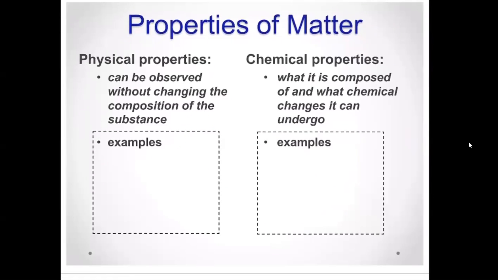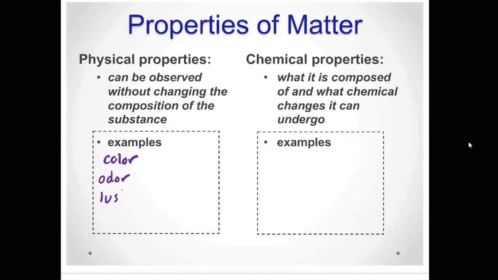Okay. So now let's discuss properties of matter. Physical properties versus chemical properties. Physical properties can be observed without changing the substance, so without carrying out a chemical reaction. So we're just observing a substance. What are some examples of physical properties? It might be the color. You could observe a color. You might have an odor. You can pause the video and think of some yourself.